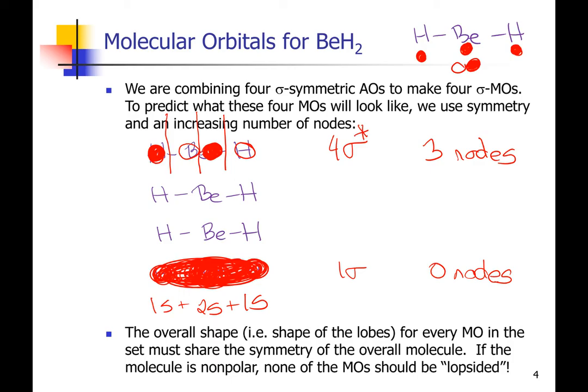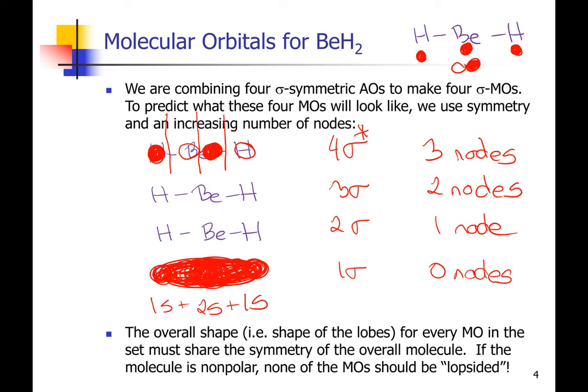So now that I know that my 1 sigma has no nodes, and I should have a 2 sigma and a 3 sigma, and my 4 sigma star has 3 nodes, then logically my 2 sigma should have 1 node, and my 3 sigma should have 2 nodes, because as we add nodes, we increase the energy.